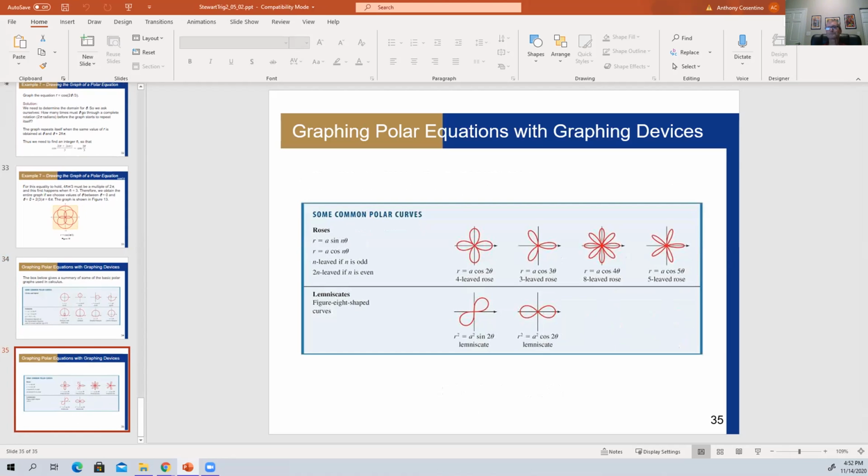So this will end the second of the recorded lectures for 5.2, which is graphing polar equations in the polar coordinate system. We'll do one more lecture and it's going to talk about symmetry.